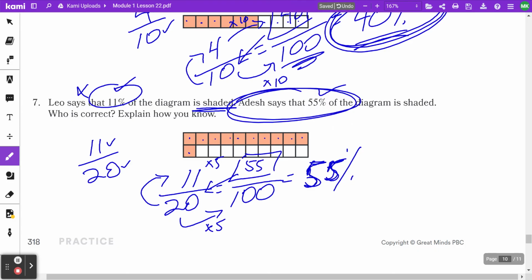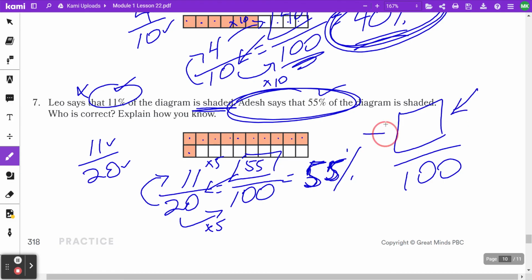55%. There you go. All right, folks, so that's it. So remember, the big key, I need a value out of 100. As soon as you're out of 100, right, this guy, that becomes the big old percent value.